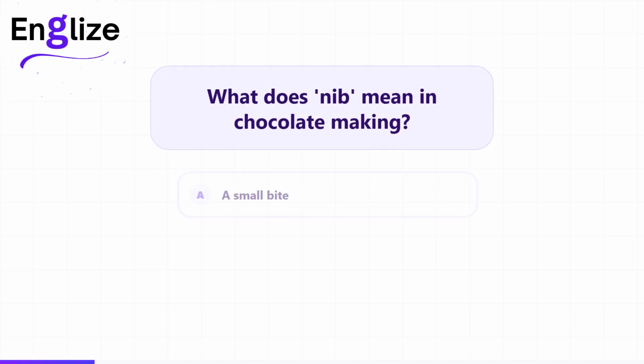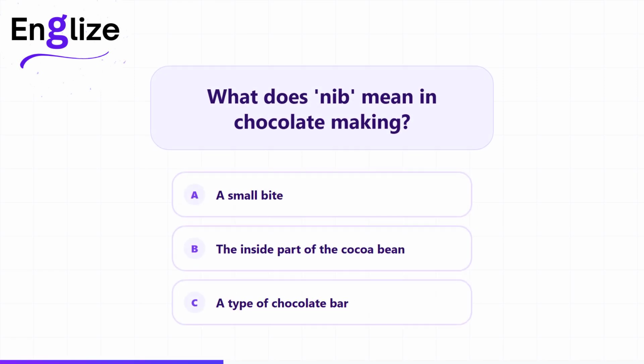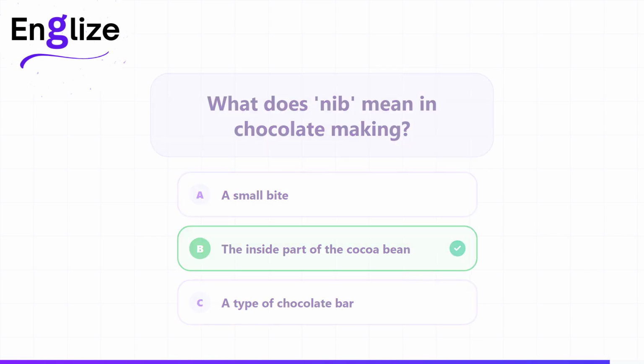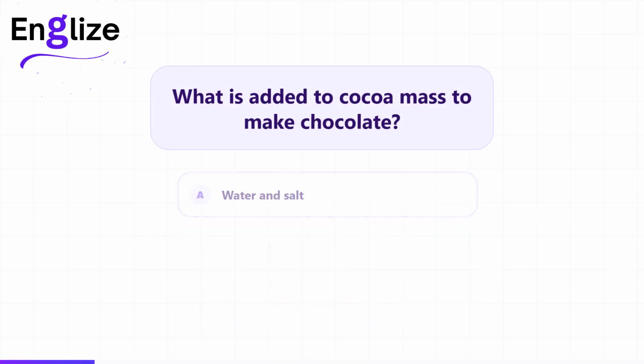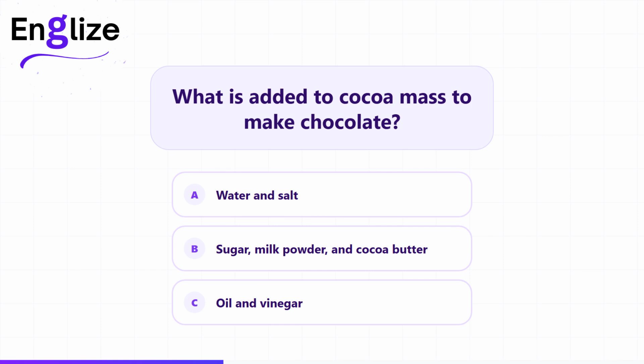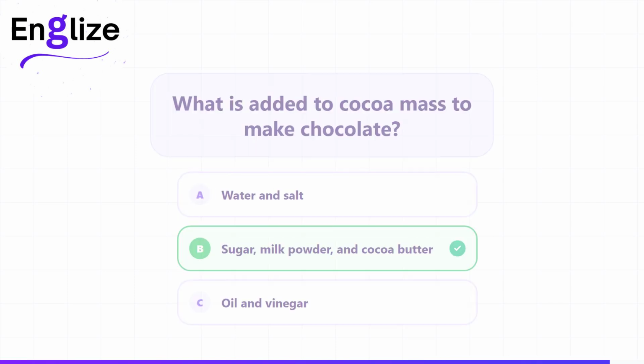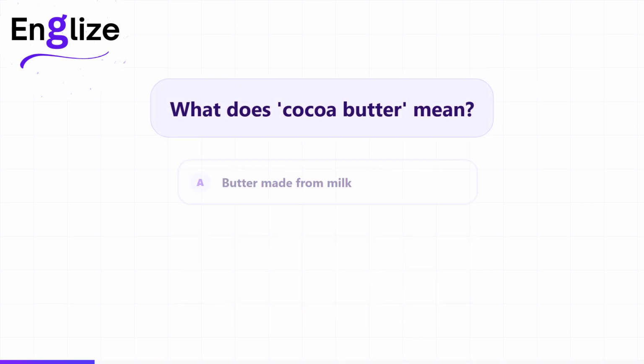What does nib mean in chocolate making? What is added to cocoa mass to make chocolate? What does cocoa butter mean?